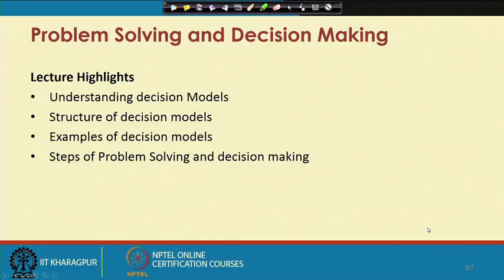Let me give you a snapshot. This is our background, and today's lecture highlights are like this: a little bit more understanding of decision models and the structure of decision models, examples of decision models, and various steps for problem solving and decision making.